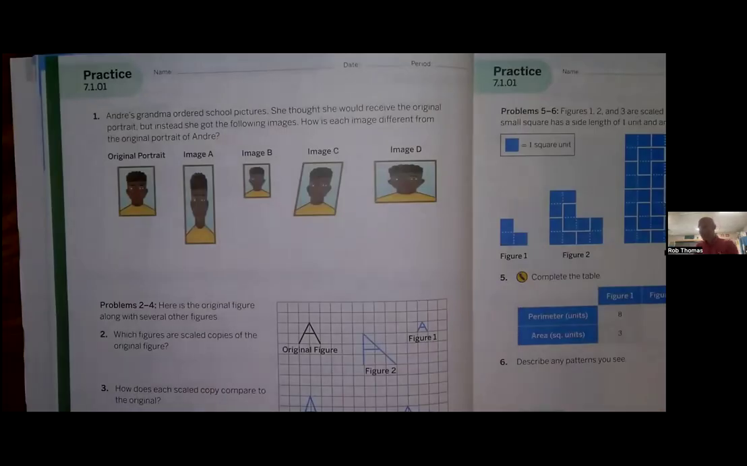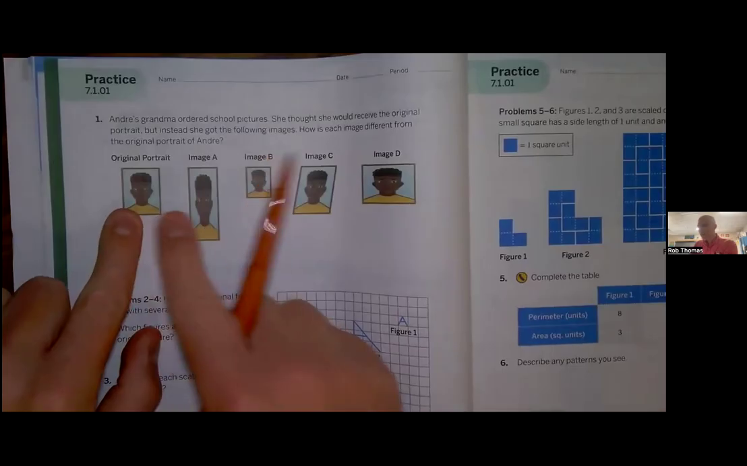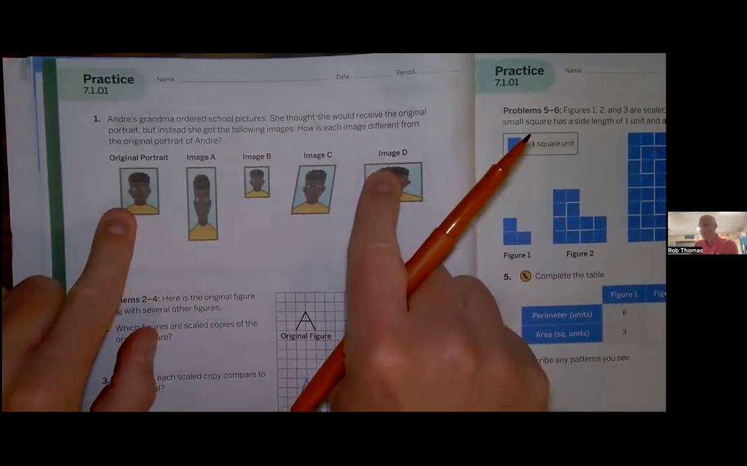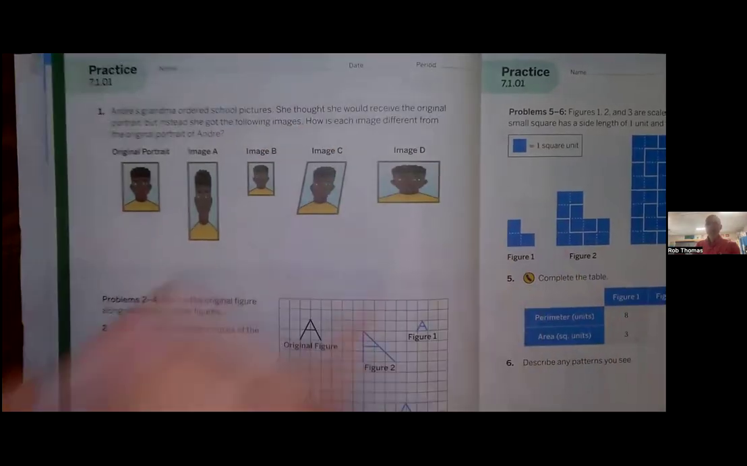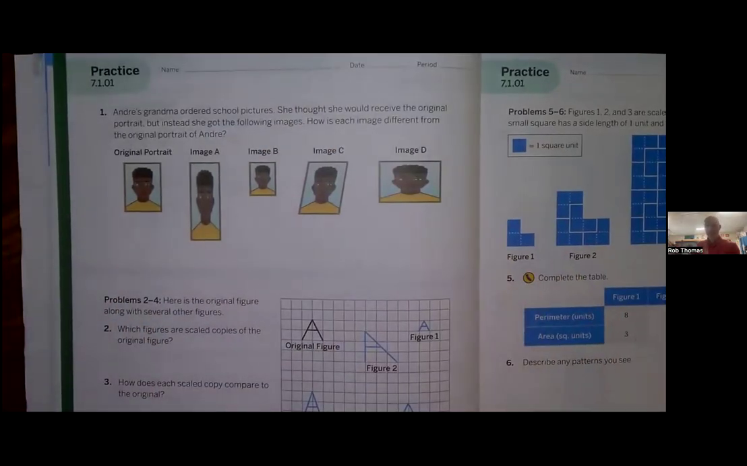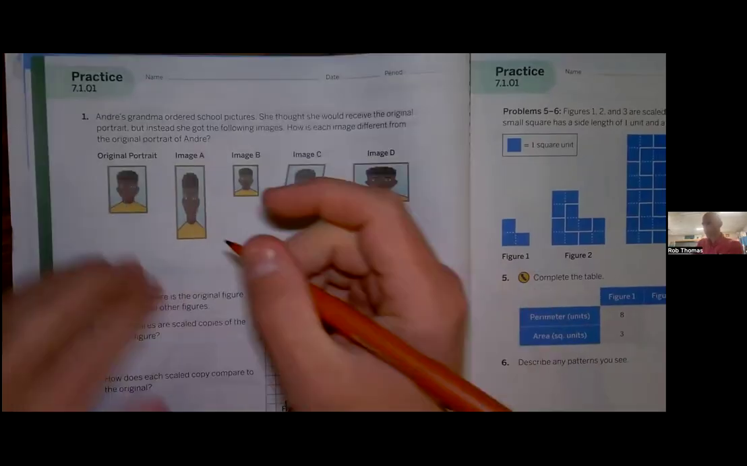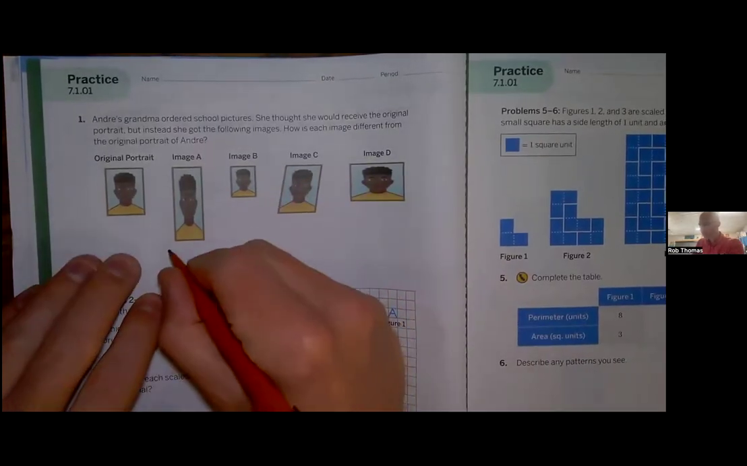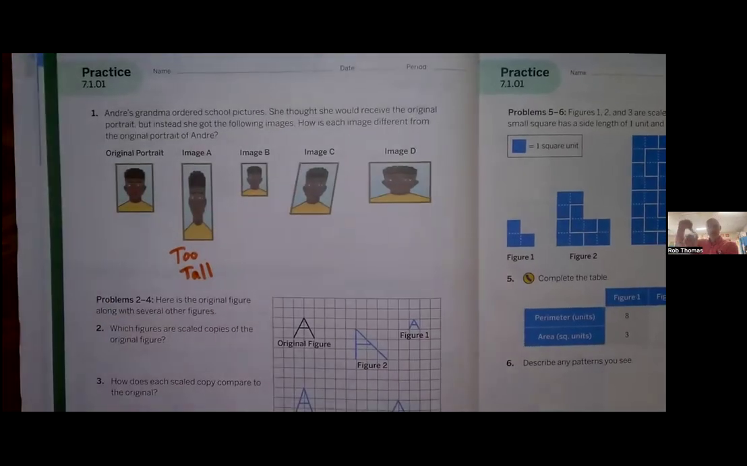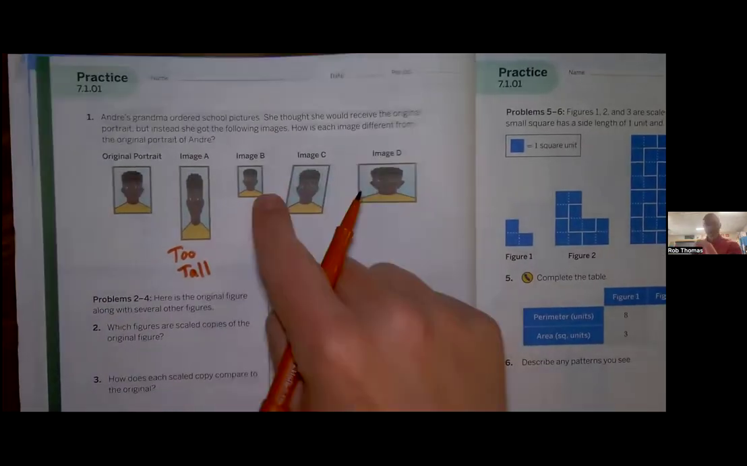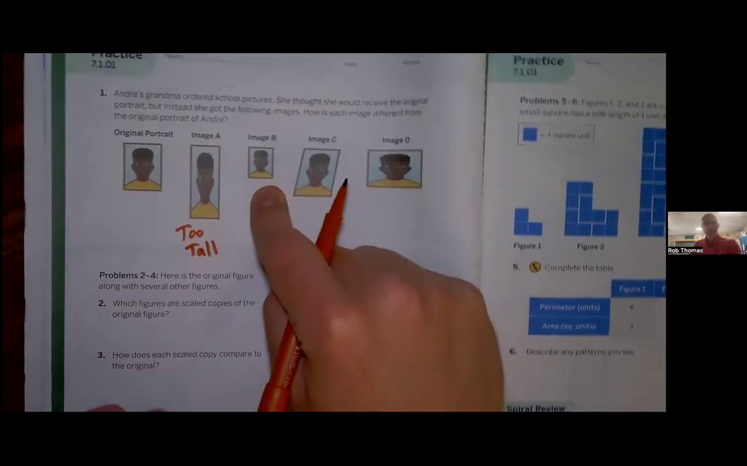So the first question says, you got this original portrait here. Describe how these copies that this person got are different or the same. We don't have to write anything too in depth for each one. I would say image A here is too tall. It's not a scaled copy, right? It's stretched up and down. Image B does look like a scaled copy to me.